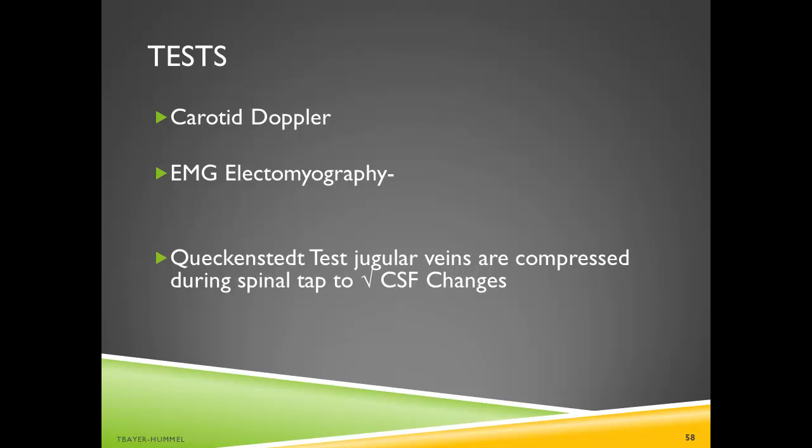EMG, testing the electrical potential of the muscles, useful to diagnose neurological abnormalities that will affect the muscles. Queckenstedt test: the jugular veins are compressed during the spinal tap to check for CSF changes.